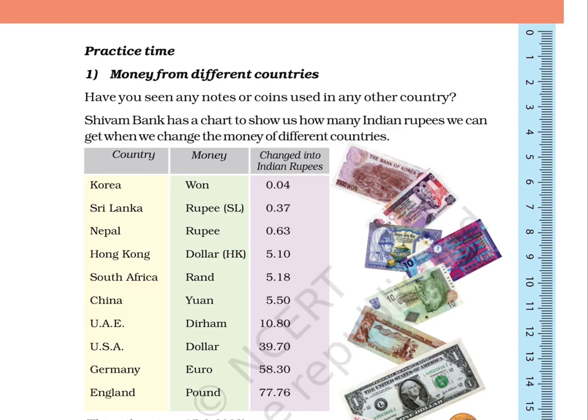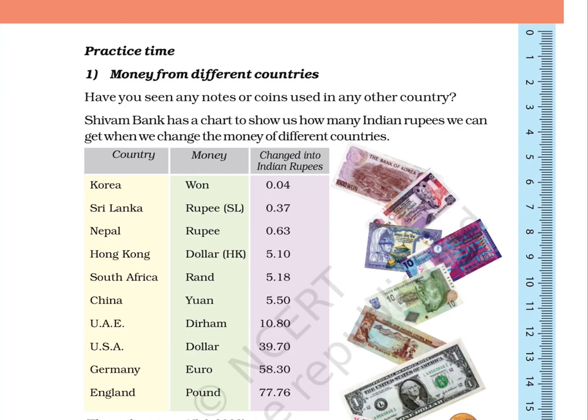1. Money from different countries. Have you seen any notes or coins used in any other country? Shivam Bank has a chart to show us how many Indian rupees we can get when we change the money of different countries. There is a 3-column table given below this. Column 1 heading is Country, Column 2 Money, Column 3 Changed into Indian rupees.